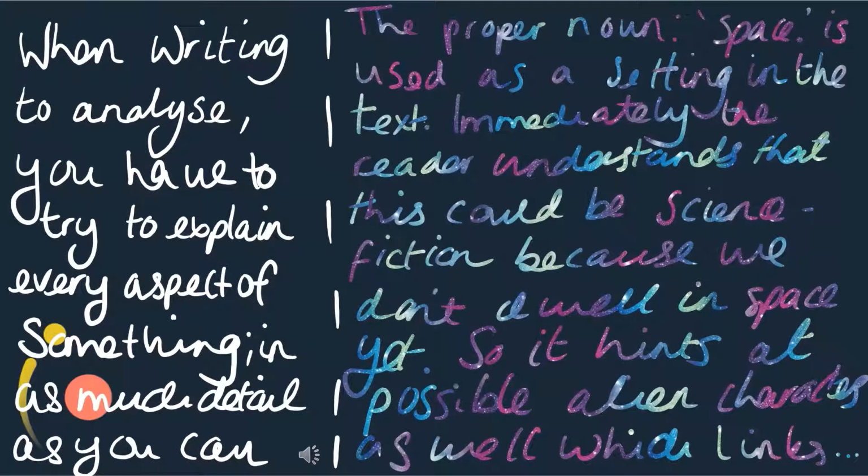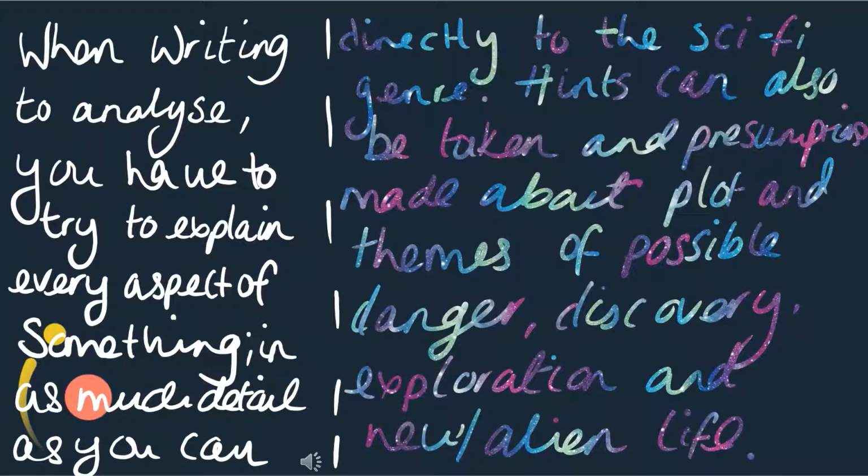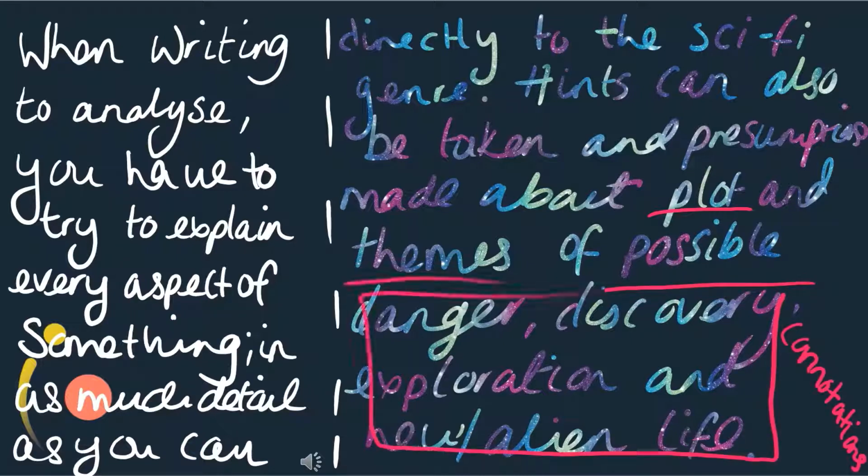When writing to analyse, you have to try to explain every aspect of something in as much detail as you can. So I'm going to try and show you how it's done. The proper noun space is used as a setting in the text. Immediately the reader understands this could be science fiction, because we don't dwell in space yet, so it hints at possible alien characters as well, which links directly to the sci-fi genre. Hints can also be taken and presumptions made about plot and themes of possible danger, discovery, exploration, and new alien life.